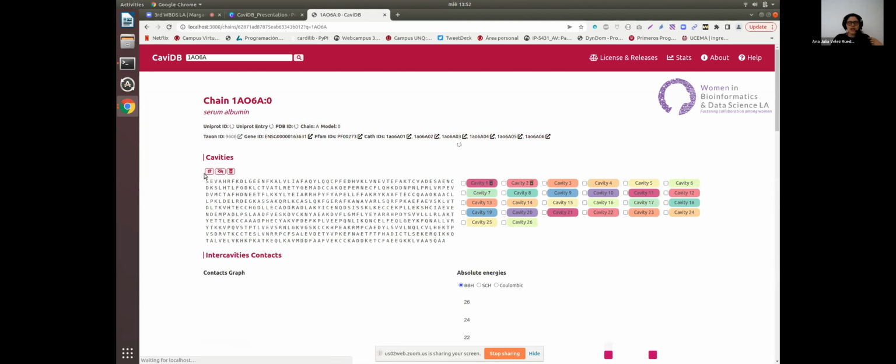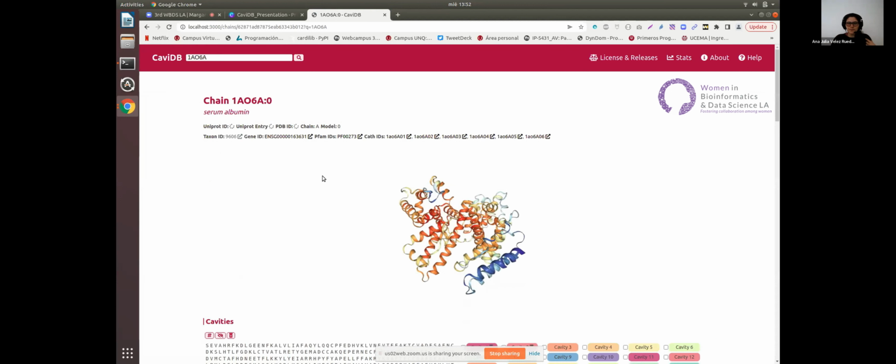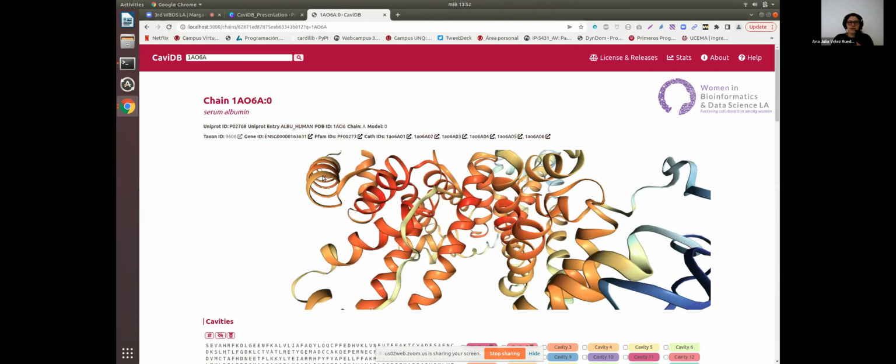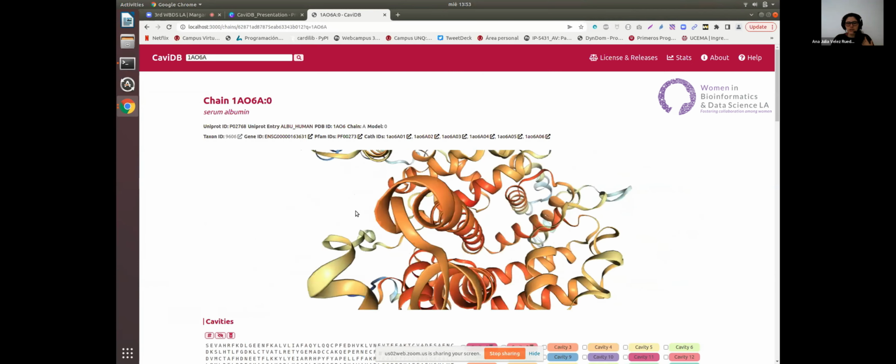You will have the entire information about this entry split in 3 sections. The first section is a general one in which you can check all the cross references for the entry. So here you have the entry ID, which consists of the PDB or AlphaFold conformer ID, and the chain ID and the model ID. It's all jointly, and so this is important for you to search in CaviDB. And so you have here the cross references, and also you can check the protein structure here in the visualization.